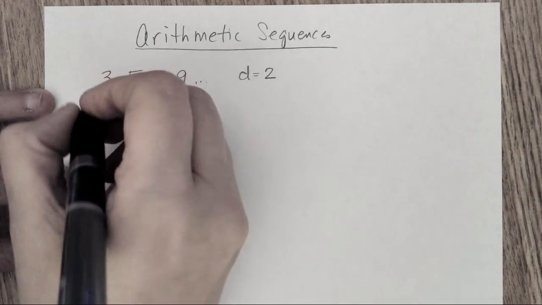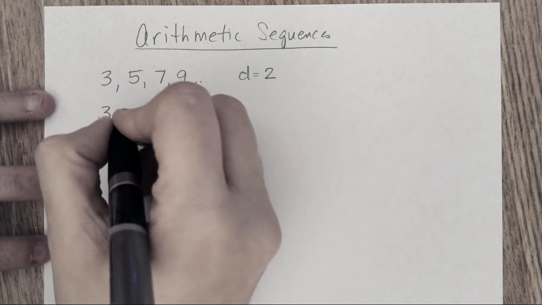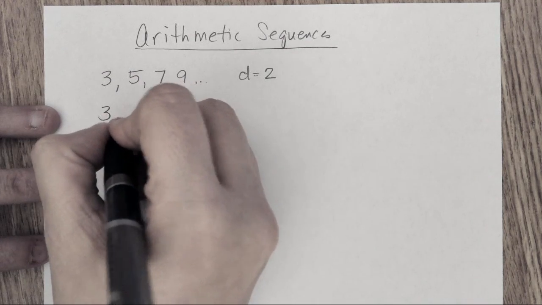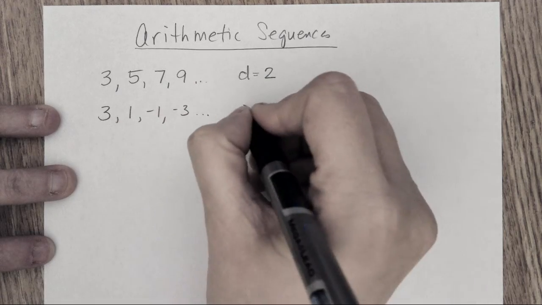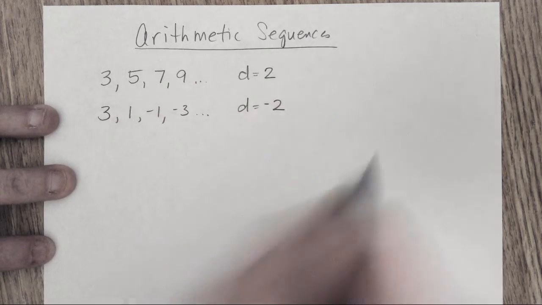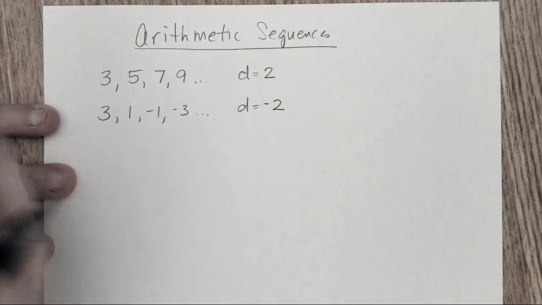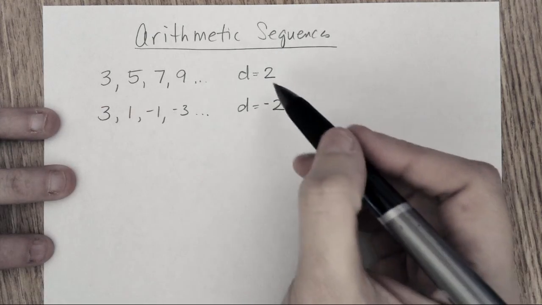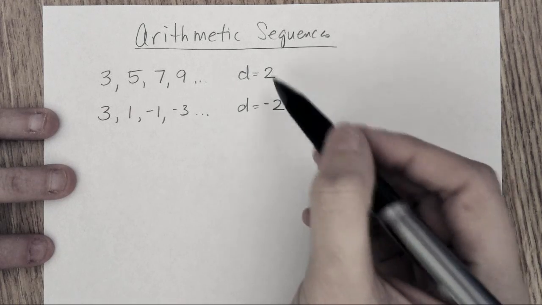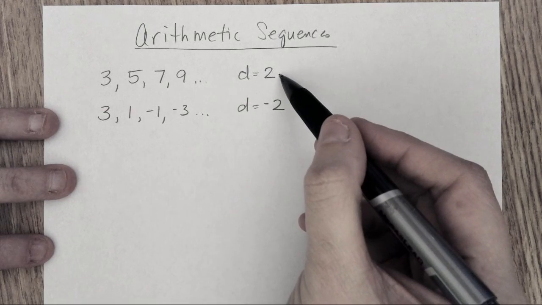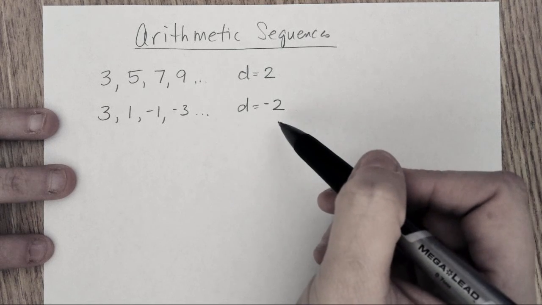I could also subtract a number. So I could start with 3 and subtract 2. That would be 3 minus 2 is 1, minus 2 is negative 1, negative 3, ... In that case, my common difference would be negative 2. So I'm either adding a positive or a negative number. But my common difference is always an integer. So if I'm adding, it's positive 2. If I'm subtracting, it's negative.